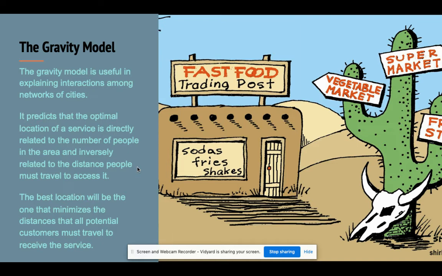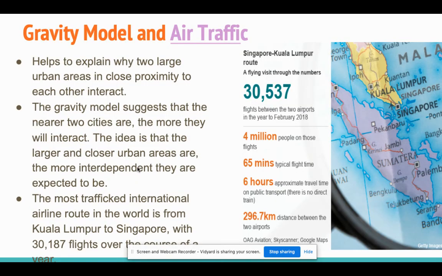So according to the gravity model, the best location is going to be the one that minimizes distance to the most customers available. So let me give you a couple of examples of that. All right. Air traffic. Air travel. I took a look at the most flights between certain cities in our world. And the gravity model helps to explain that.